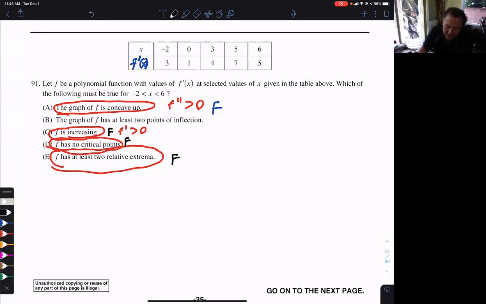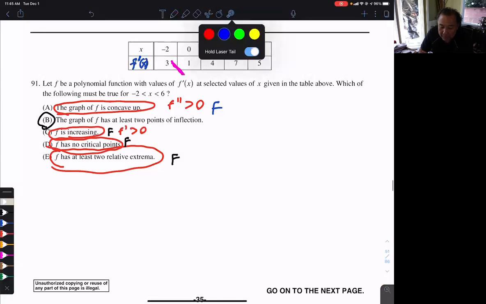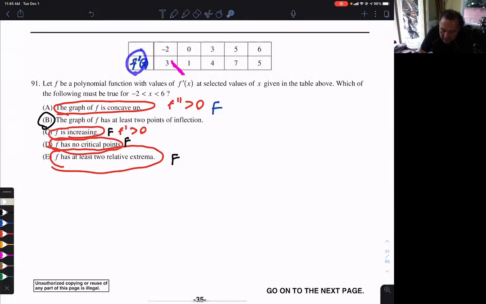Okay, so the correct answer is B, obviously, because everything else is false. But here is why. Between 3 and 1, F prime has to decrease. If F prime goes from 3 to 1, it must be decreasing. If F prime is decreasing, its derivative must be negative. So I conclude at some point here, the second derivative is negative.